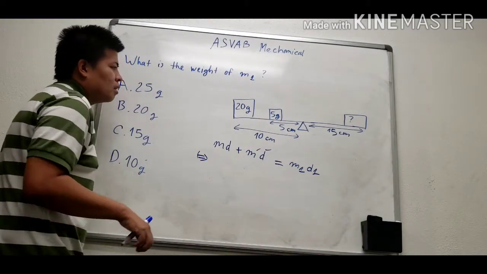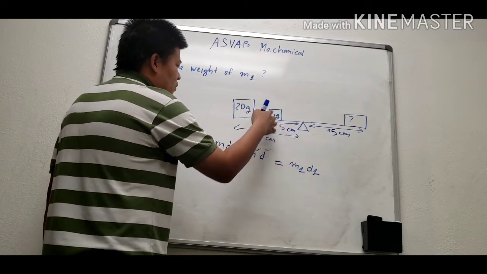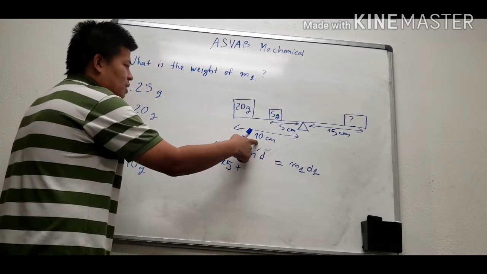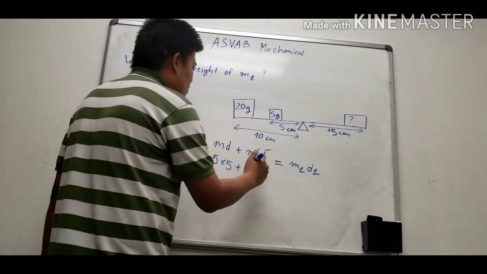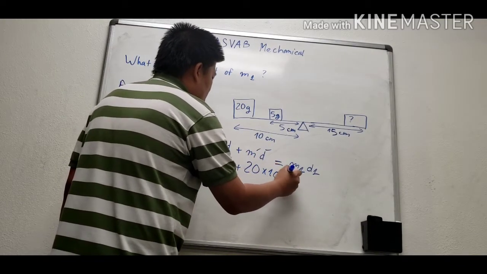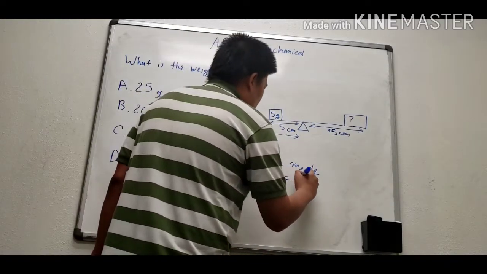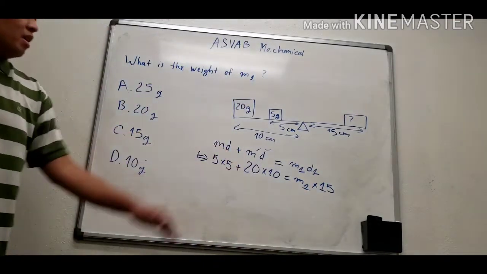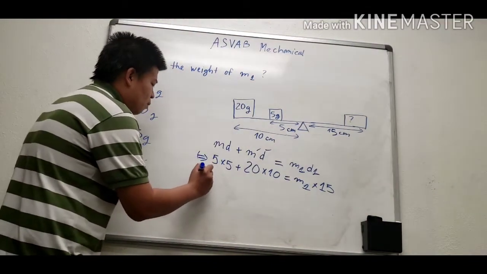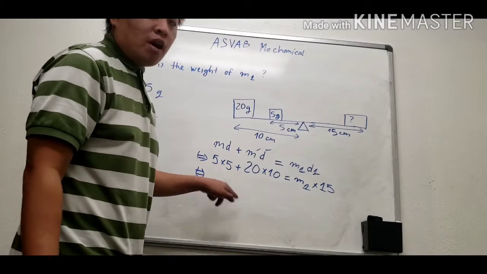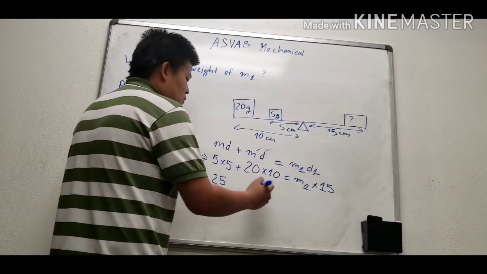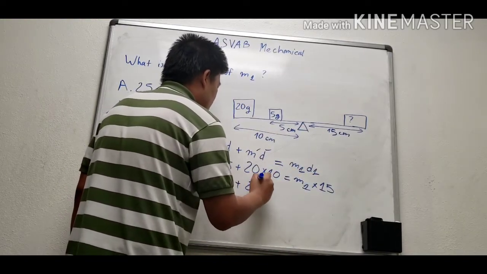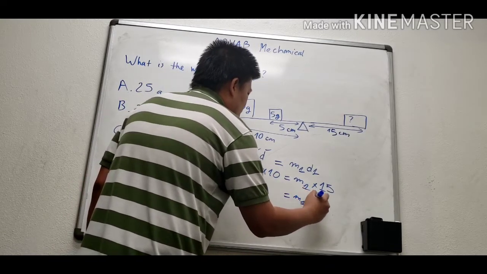So just apply here. So we have 5 centimeter with the 5 grams, so we have 5 multiplied with 5, and we have 10 centimeter and 20 grams, so we have 20 multiplied with 10. And we have M1 in here, we don't know. And D1 is about 15. After we input the formula in here, we just calculate M1 in the equation. 5 multiplied by 5 is about 25. 20 multiplied by 10 is about 200. M1 multiplied with 15.